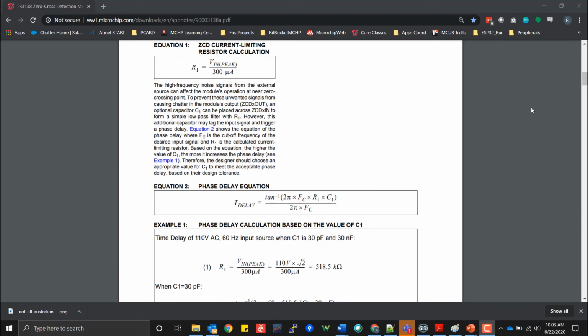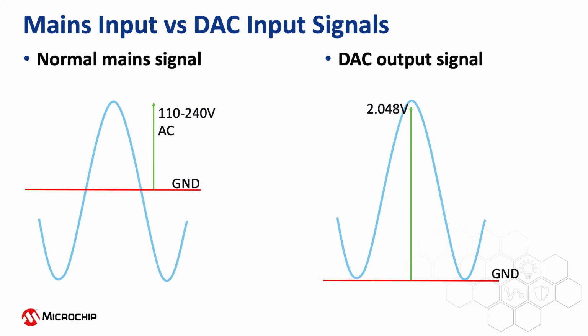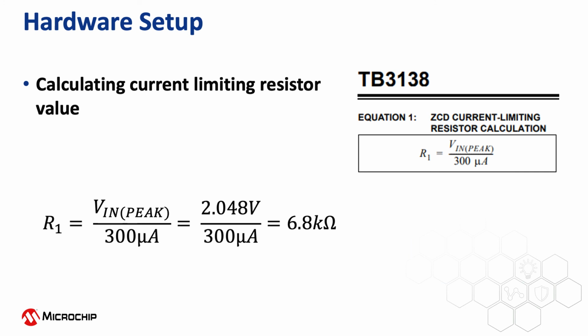Now normally the input signal would be a mains signal that oscillates around ground, so for that case V peak would be half of the peak-to-peak signal. However, since for this demo application we're creating a sine wave that ranges from 0, or ground, to 2.048 volts, we need to calculate our current limiting resistor with that in mind. So for the demo signal coming from that DAC, our V peak is 2.048 volts. Then using the equation, we get the value for R1 as 6.8 k ohms.